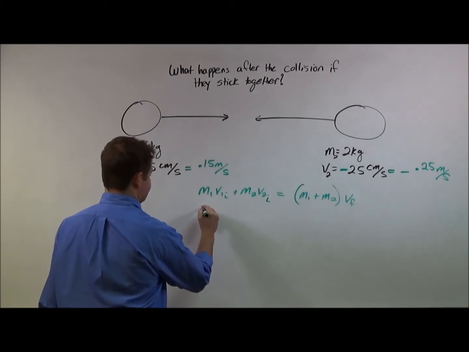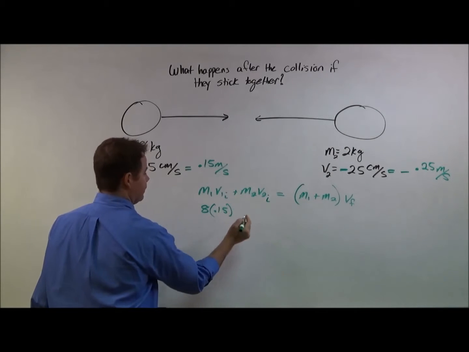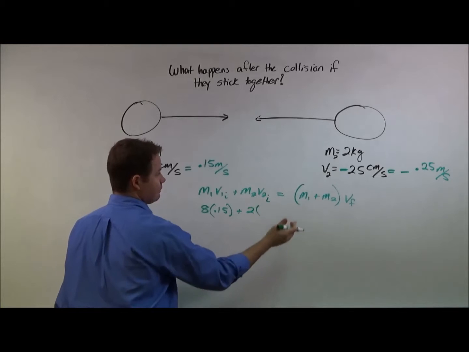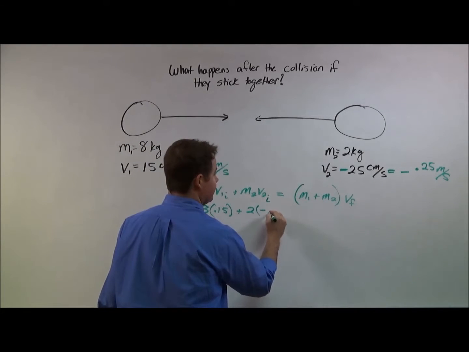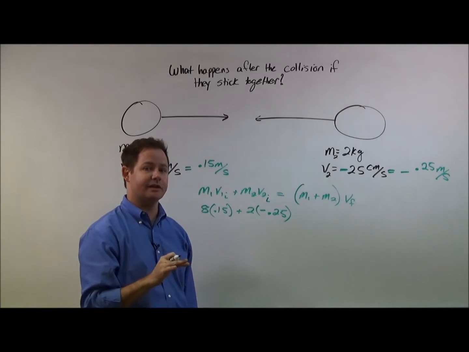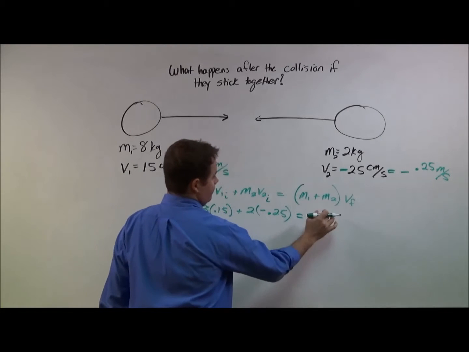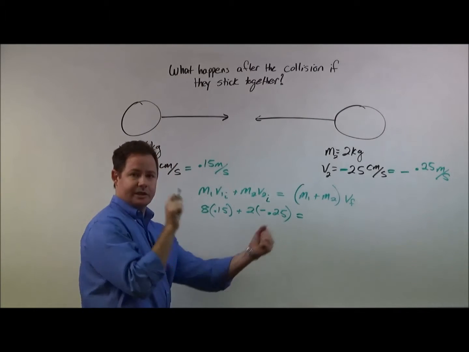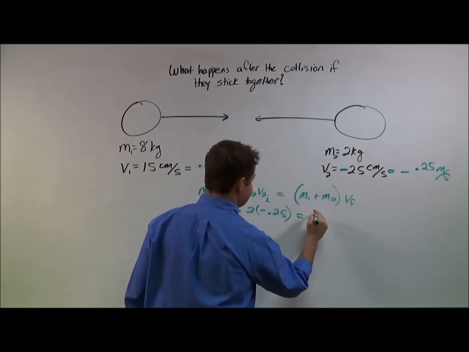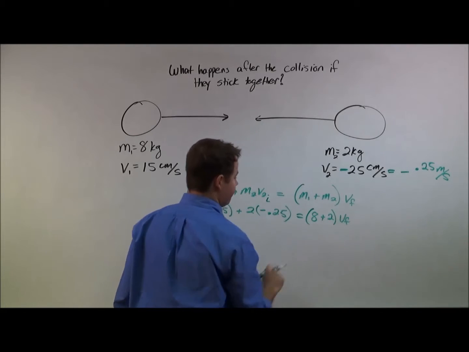So here mass 1 is 8. Your initial velocity is 0.15. Mass 2 is 2 kilograms. Your initial velocity of that second mass is negative 0.25. Make sure to include the sign. Remember, velocity is a vector. Direction does matter, which means the sign matters. We take the sum of the masses, because again, the two objects are sticking together. Mass 1 plus mass 2, 8 plus 2 will give us 10. I'll write it in here as 8 plus 2, so we see where that number comes from.